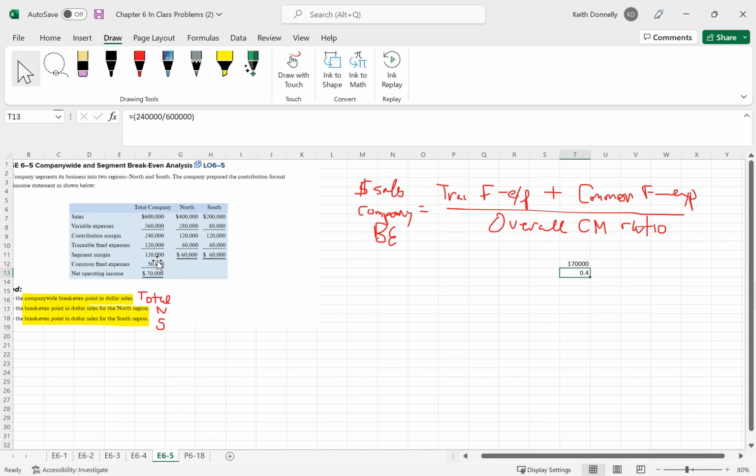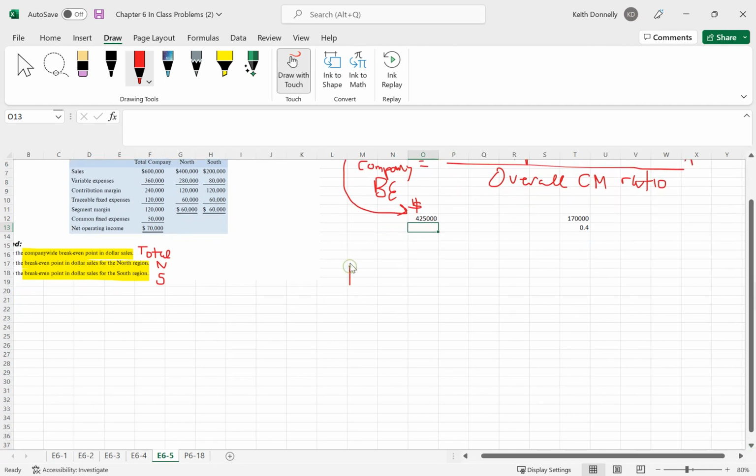We're looking at 0.40. So in other words, when we take our numerator, the 170, divided by our denominator, the overall contribution margin ratio, we're looking at 425,000. In other words, for the total company to break even, it has to sell $425,000. Okay, that's at a company-wide level.